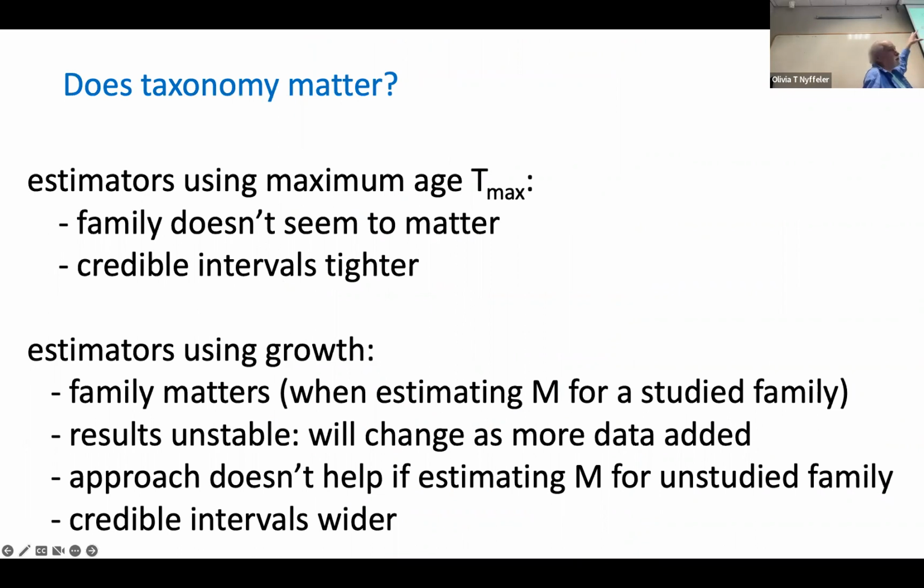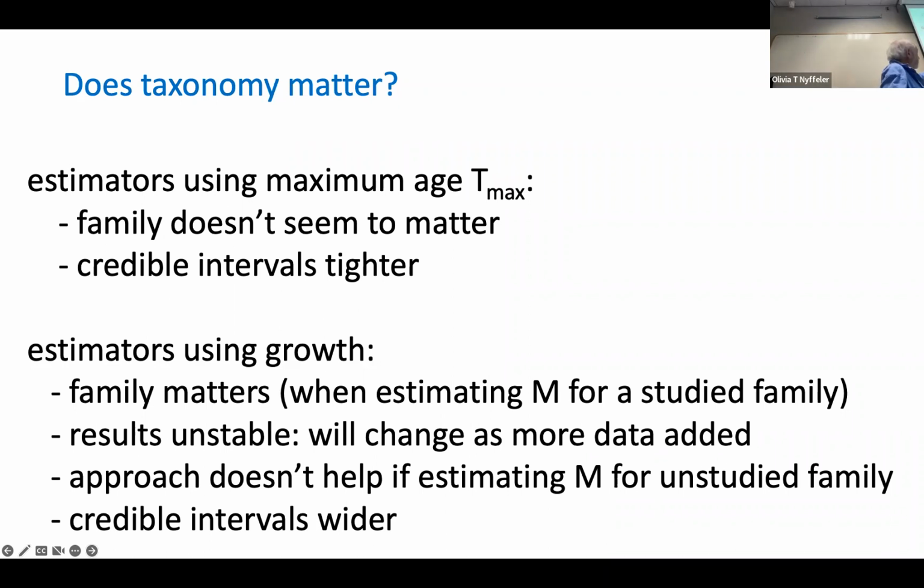Oh, the other thing is that when you look at the credibility intervals, which basically says how reliable is this estimate, they're tighter when you're using maximum age than when you're using growth parameters. And also, this hierarchical approach only really helps you if you want to predict M for a family that's been studied. But if I say, well, here's a family, it's not in my database, what's my prediction? It uses the average line. It doesn't have anything to say like, oh, this family is going to be lower than most other families.